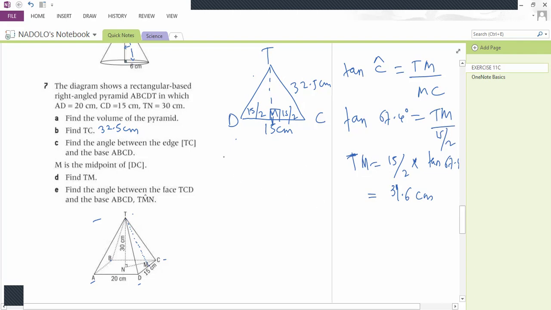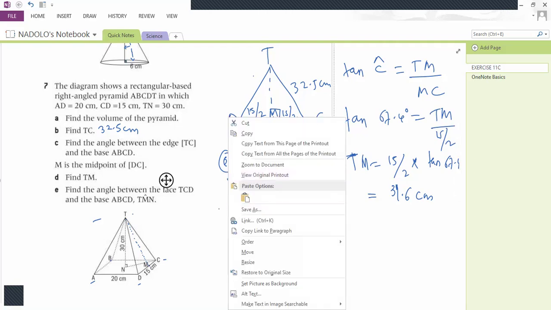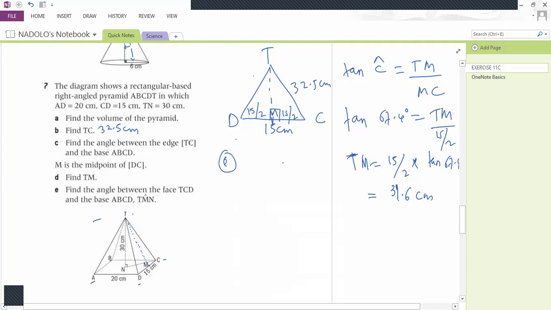That is part D. Part E asks you to find the angle between the face TCD and the base ABCD, which is the same as angle TMN. Okay, so I'm going to draw that triangle, but I am going to draw from T to N, then from T to M, and then we join these two. Remember, this is 90 degrees from T to N. This is 30. This NM is half of AD. If you can check, it's the same length. So this should be 10.